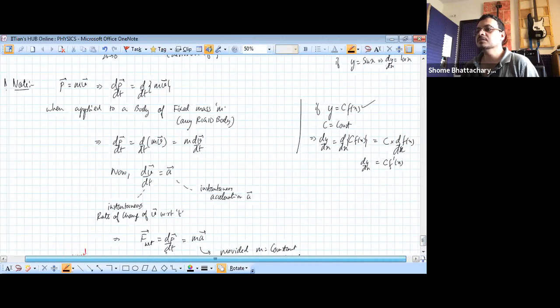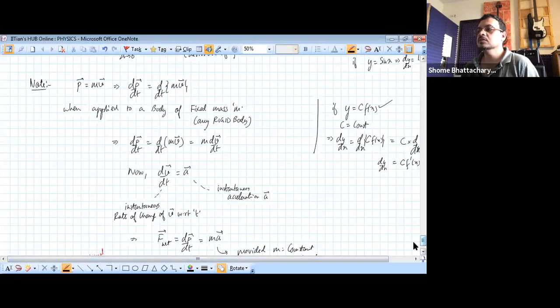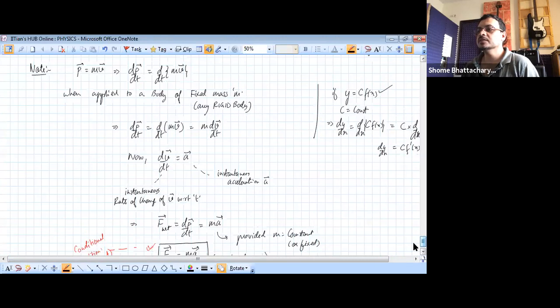Now, in this chapter, we will be dealing with situations where the mass is constant. But in a later chapter, we will understand how to apply Newton's second law in situations where mass is variable also. So we'll come to that point. Just note this down first: dp by dt, or rate of change of momentum, becomes mass into acceleration, provided the mass is constant. I told you there are many situations in which mass is variable.